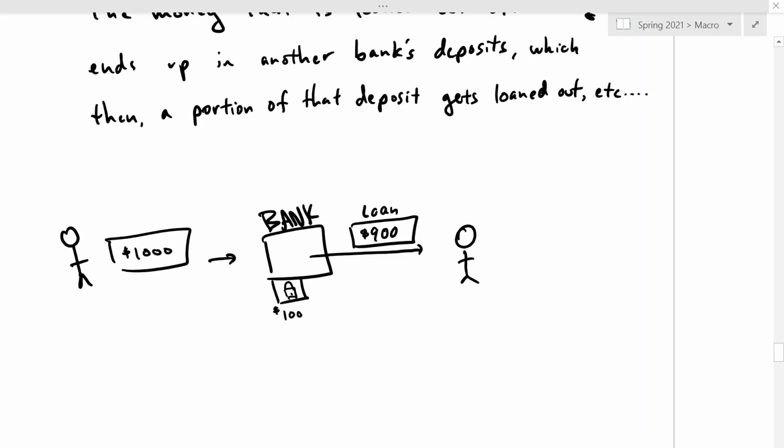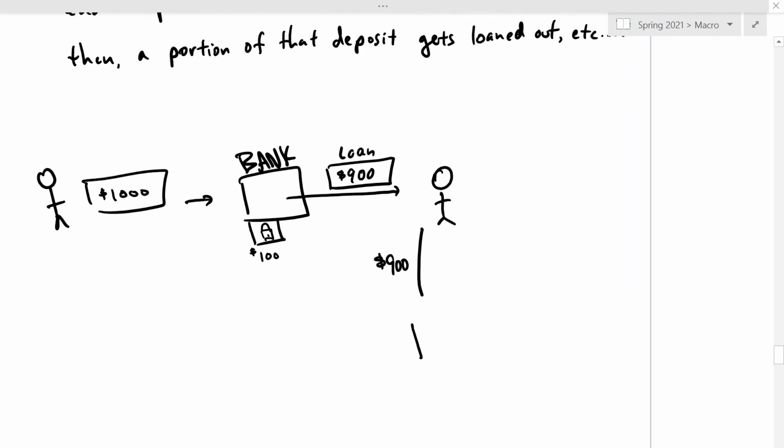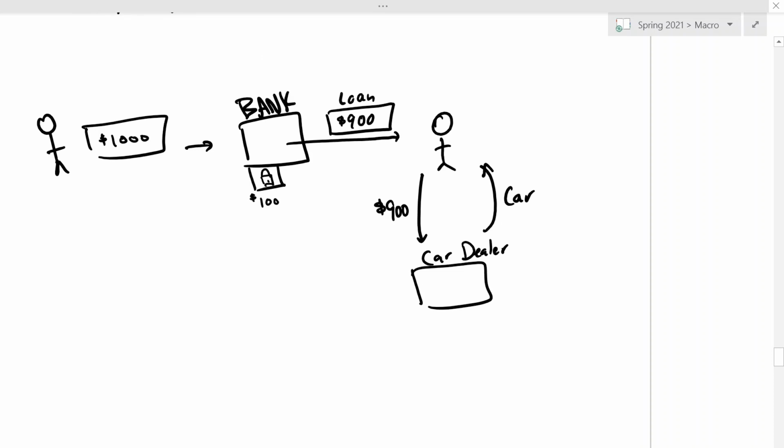Okay, so now this person has $900, and let's suppose that they exchange $900 to the car dealer for a car. All right, now the car dealer has $900. What does the car dealer do with that money?